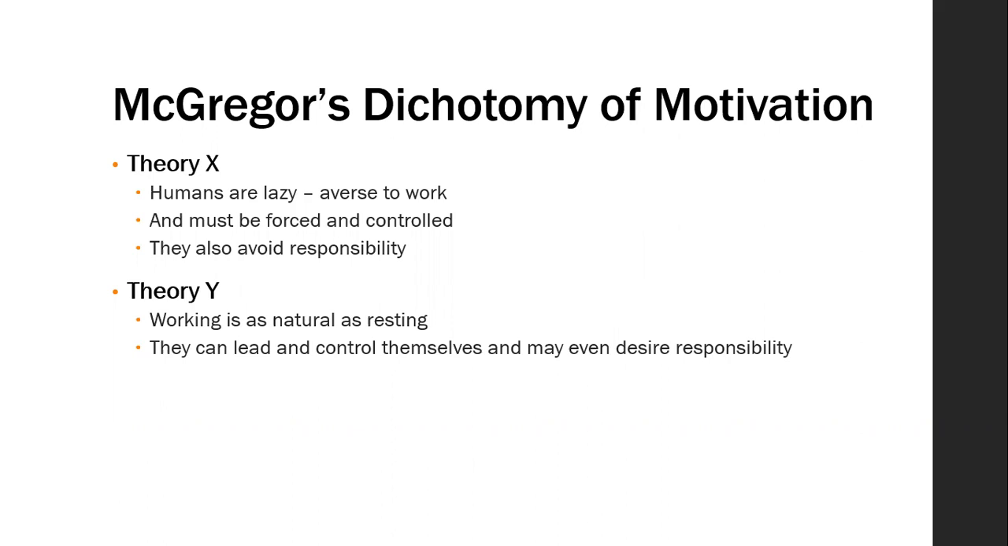So according to theory X, which is the first theory according to McGregor, humans are lazy and they are averse to work. And because they are averse to work, they must be forced and controlled, and provided utility or provided motivation so that they can work. And also according to McGregor in his dichotomy, humans avoid responsibility. Okay, this is in contrast with theory Y, where working is as natural as resting for people. Okay, and they can lead and control themselves and may even desire responsibility.